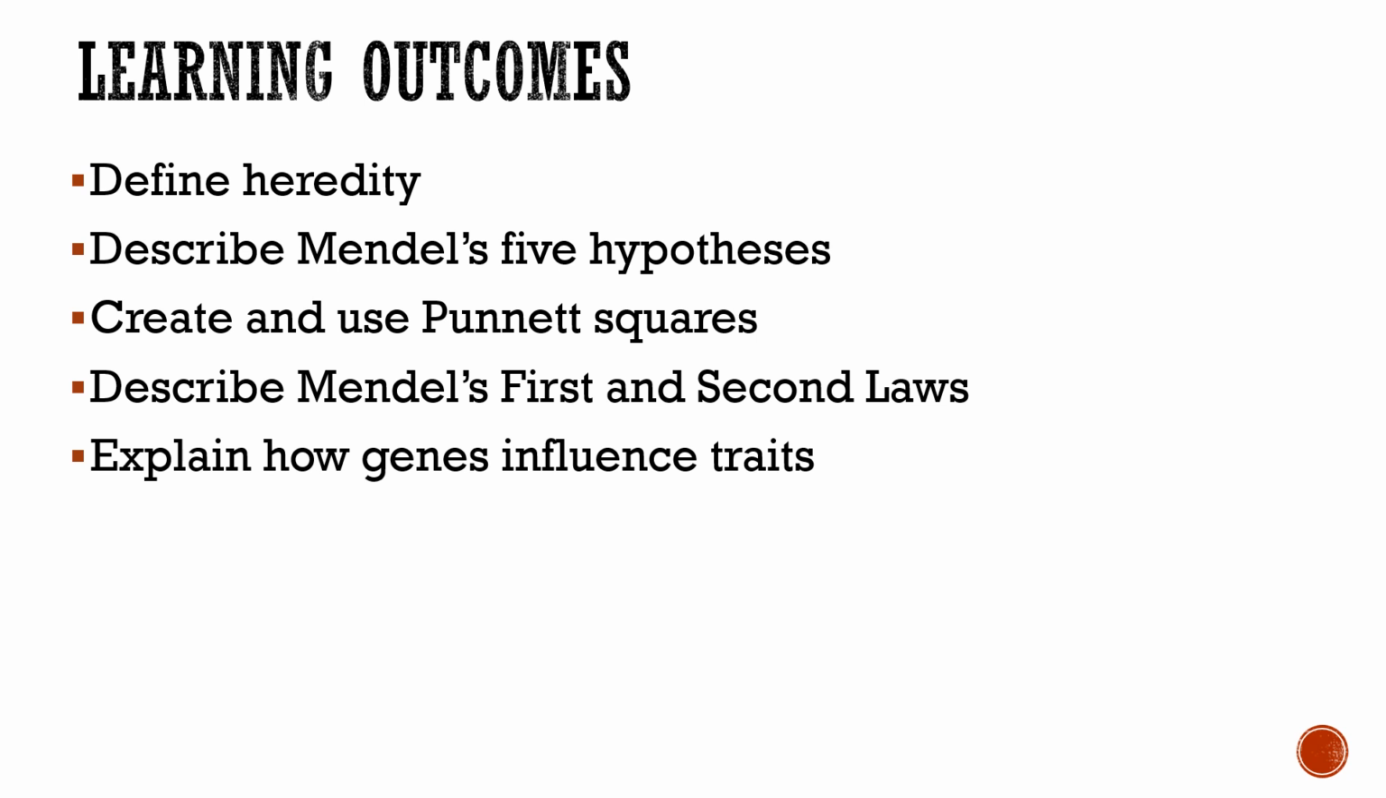All right, so just ending here. Heredity is the passing on of traits. Those 5 hypotheses we went over, know how to create, understand, and interpret a Punnett square, the first and second laws of Mendel, and then as we just mentioned, how genes influence our traits.